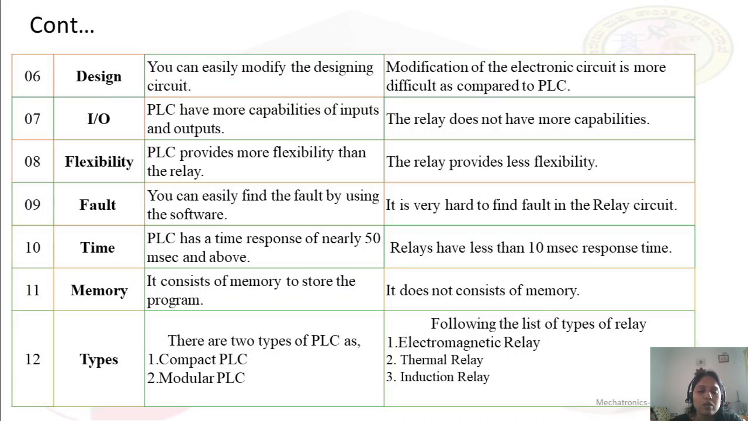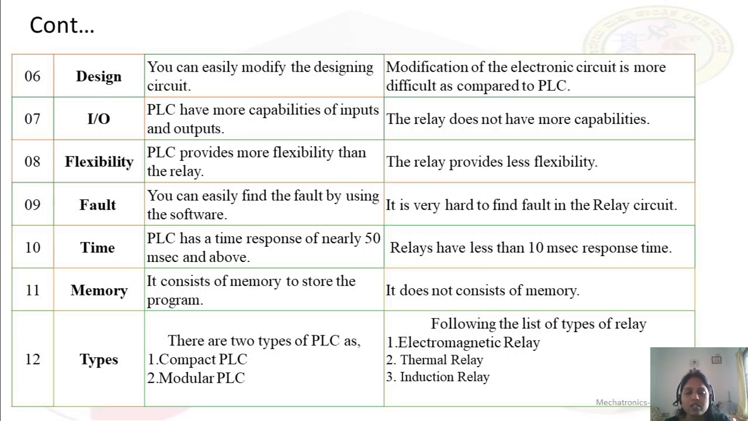And types. There are two types of PLC: one is compact PLC and another one is modular PLC. In case of relays also, we have different types of relays like electromagnetic relay, thermal relay, induction relay, and also latching relays. Then we have spring type relays, etc. These are some of the basic differences between relay logic control and PLC logic control.